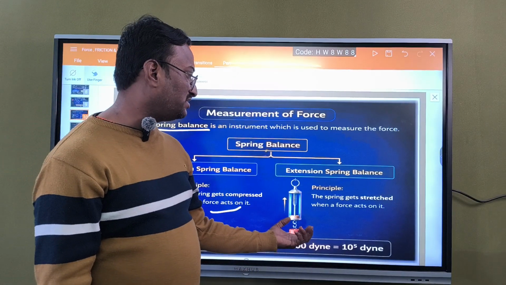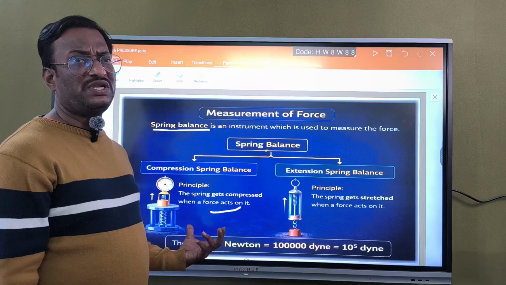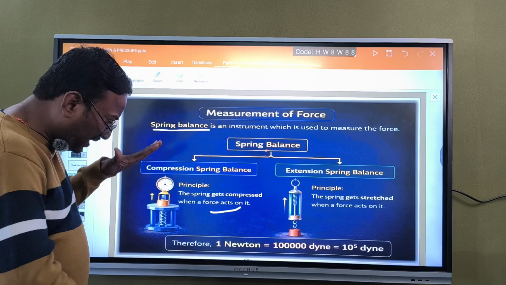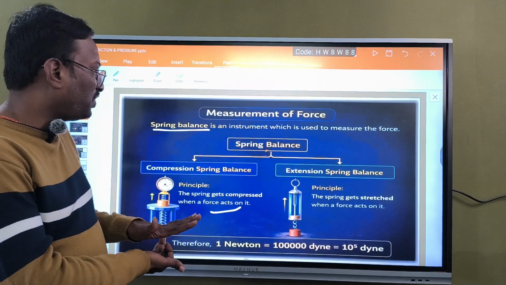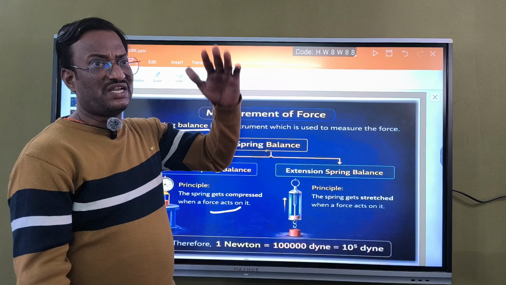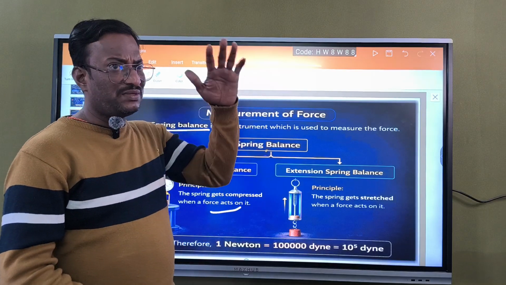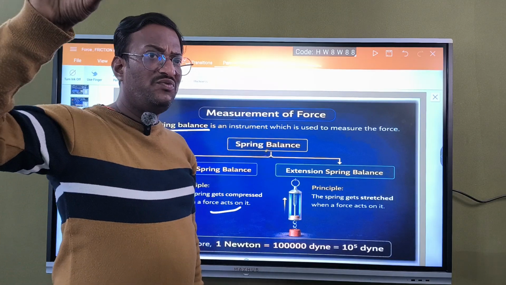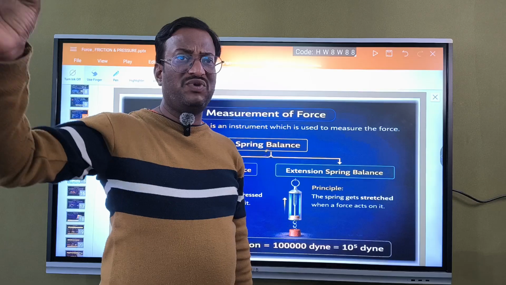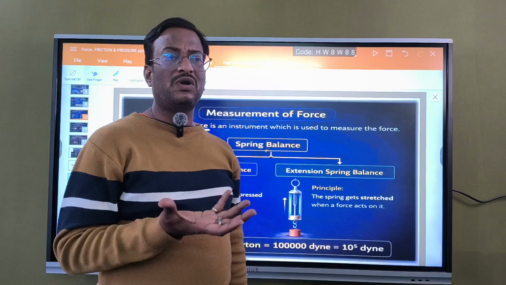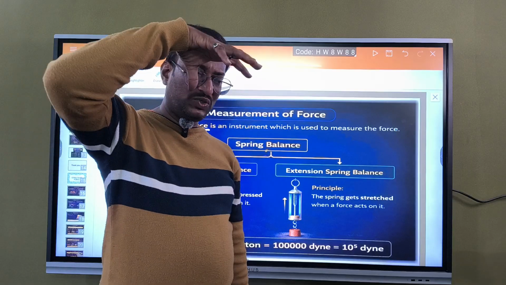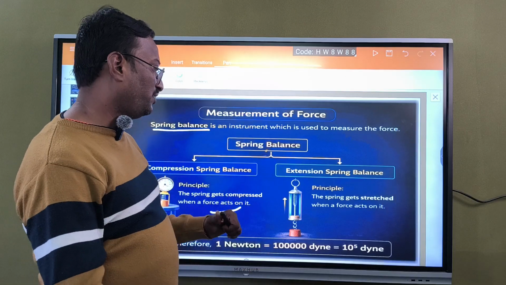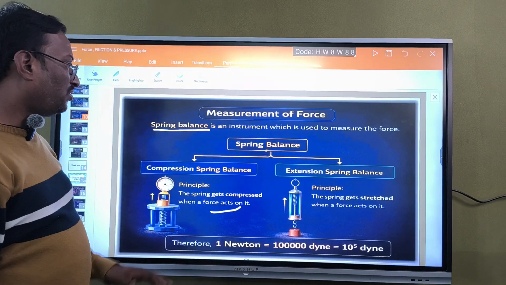That elongated or stretched spring we call an extension spring balance. If we put some weight, the spring is going to be elongated. In some situations, if you put some weight here, the spring gets compressed. The compressed one we call a compression spring balance, and the elongated one, when we hang a weight, the spring is going to be elongated. So we get two kinds of balances.